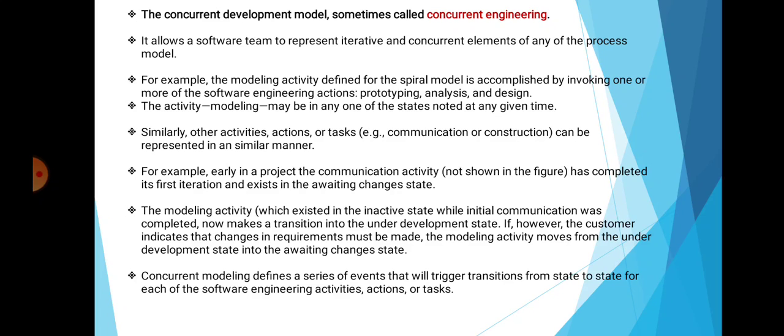The modeling activity may be in any one of the states noted at a given time. For example, early in the project the communication activity has completed its first iteration. This communication phase is not shown in this figure and exists in the awaiting changes state, and the modeling activity, which existed in the inactive state while initial communication was completed, now makes a transition into the under development state.